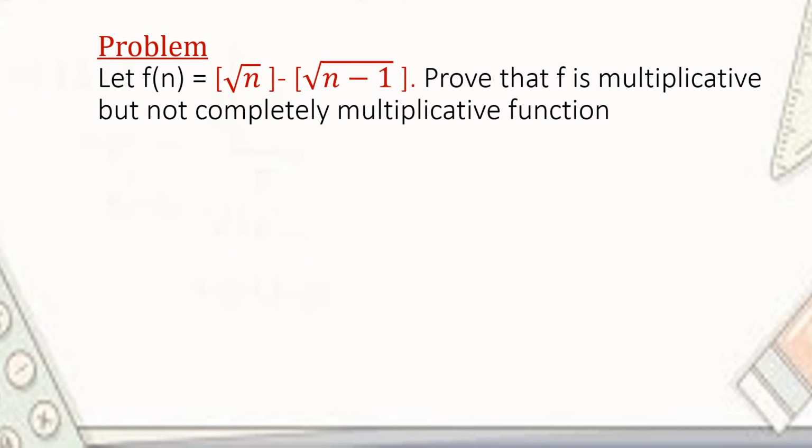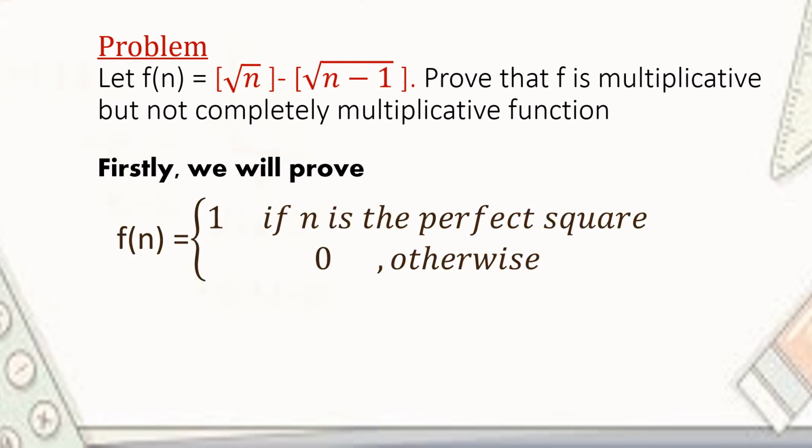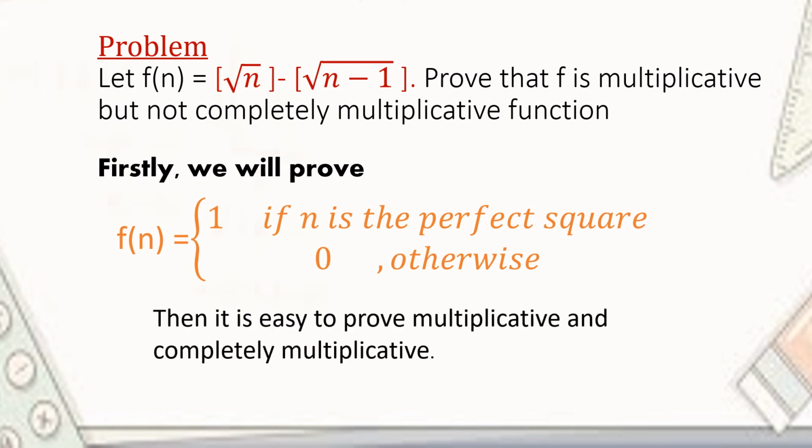Now let us solve a problem based on multiplicative and completely multiplicative functions. Let f of n be equal to the integer part of root n minus the integer part of root of n minus 1. Prove that f is multiplicative but not completely multiplicative. Firstly, we will prove that f of n is equal to 1 if n is a perfect square, otherwise 0. Then it will be easy to prove multiplicative and completely multiplicative properties.